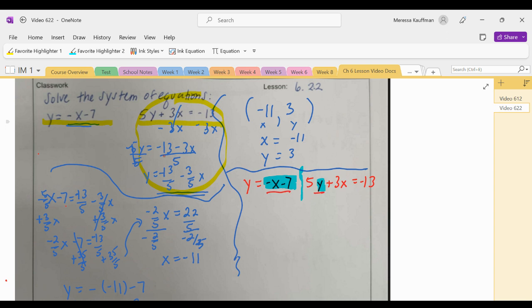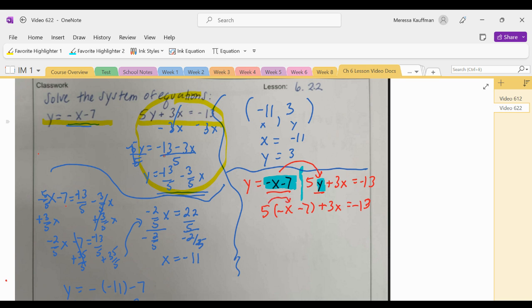So instead of setting them equal to each other, I'm going to take this and put it right into where y is. And I'm just going to rewrite the second equation. So I'm going to write 5 instead of y. I'm going to write negative x minus 7 plus 3x is equal to negative 13. Look at that. No fractions. Super easy. And now I have one variable. I can find the value of x.